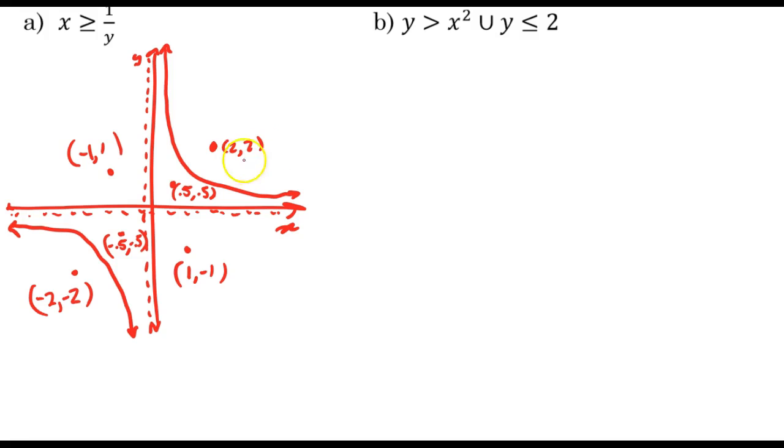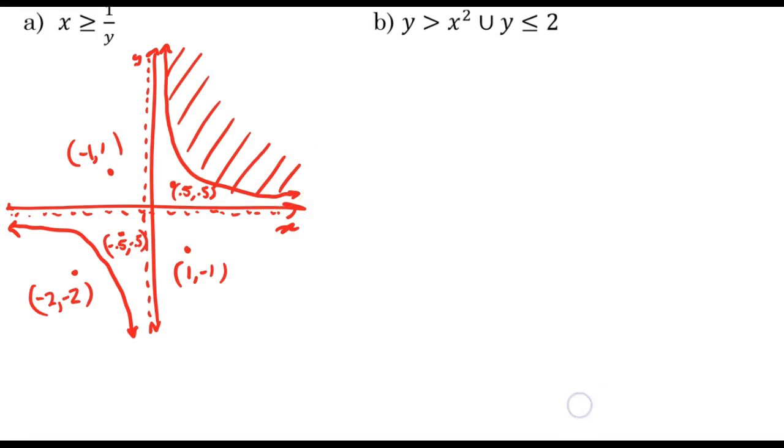Now, if I consider the point 2, 2, if x equals 2, is that greater than or equal to 1 over 2? Yes, it is. So this region here, I'm going to get rid of that little point there now. So this region here, we can indicate shading like this. This region here, above the function, is included.